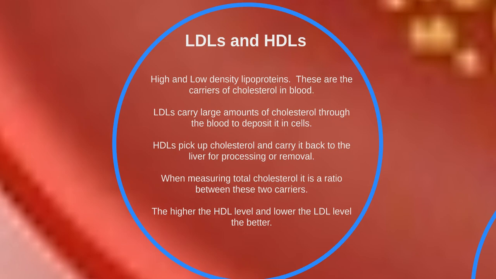The next question, of course, is where do you get the HDLs from? We know the low density lipoproteins come from saturated fat, and you can probably guess that there's only a couple of fats left, and they're unsaturated fats, and that of course is where the HDLs come from.